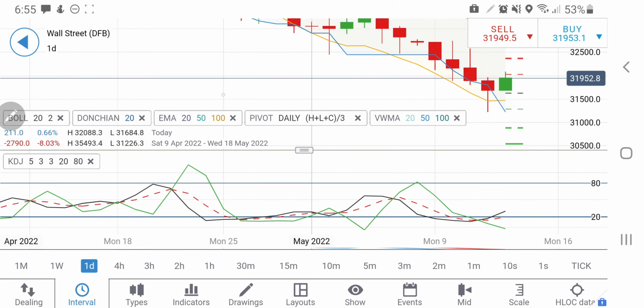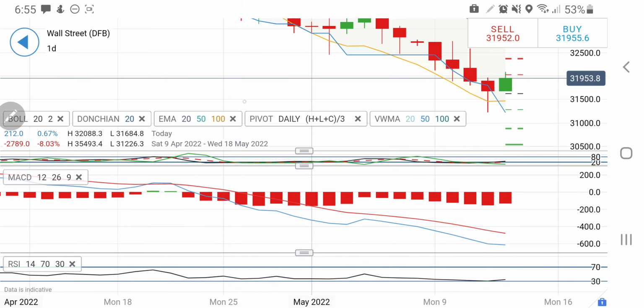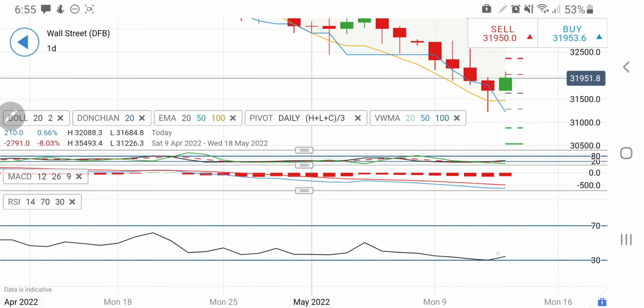Trade with caution there. Look at the daily stochastic. This is looking upwards from here, indicating a little bullishness. And if you look at the MACD, the white divergent is still bearish. RSI is trading near the bottom.